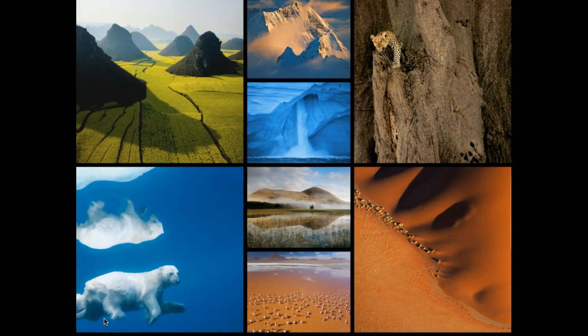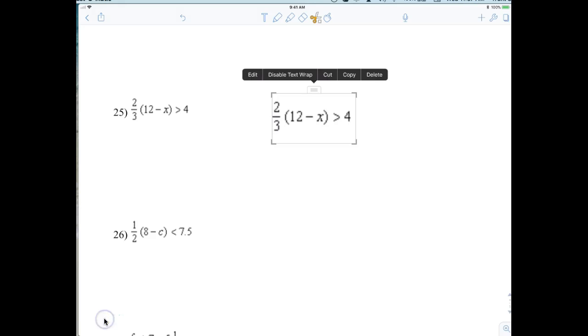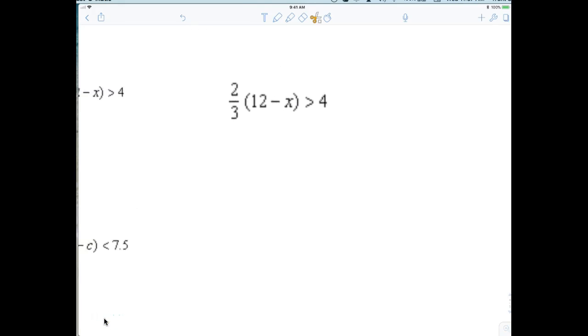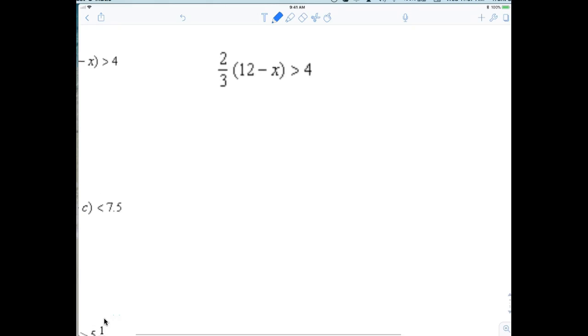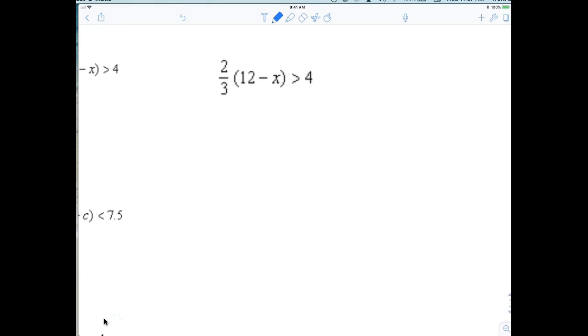Yes, I got you. All right, so here we go. Now, listen, I just made myself room because we said we're going to multiply by the reciprocal. What's the reciprocal? Yes, 3 over 2. So I'm going to multiply by 3 over 2, multiply by 3 over 2. So 12 minus x is greater than what? He knows. 6. All right.